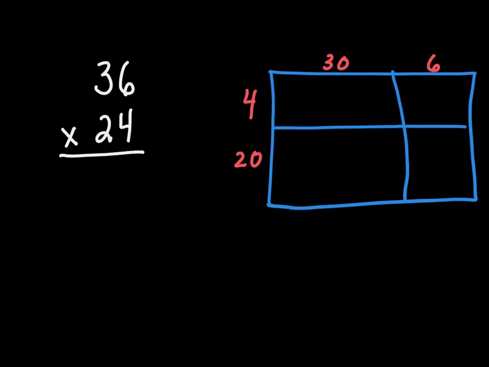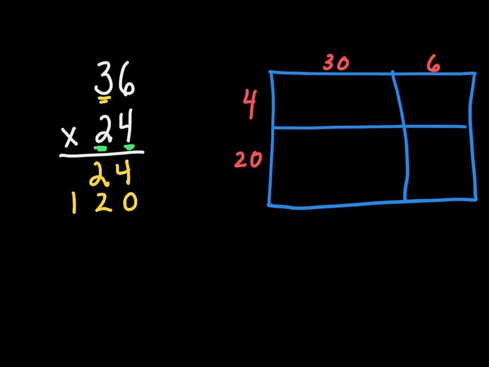36 times 24. So we have 6 times 4. We're going to ignore the 2. It's really a 20. And we're going to use this 4 first to multiply with the 6 and that 3, but it's really a 30. So 6 times 4 is 24. Then we go to the tens. That's a 30, not a 3. So it's 30 times 4 is 120.